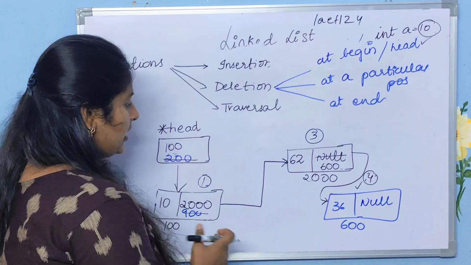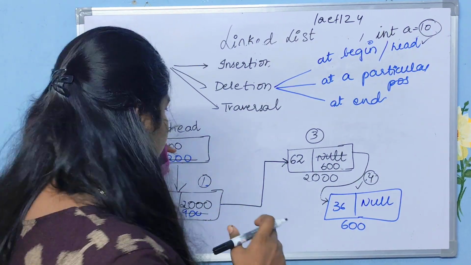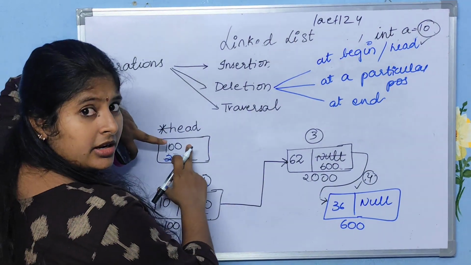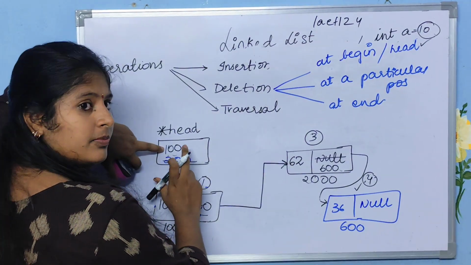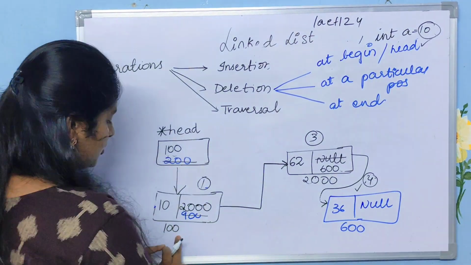So what is my null? Next part, I will be going from 100. My head part is 100. Now I wanted to find what is the last node. So my first node is 100. It is containing 100. So my first node is 100.